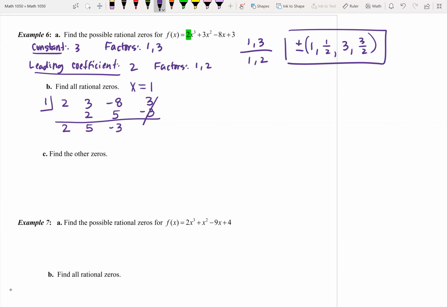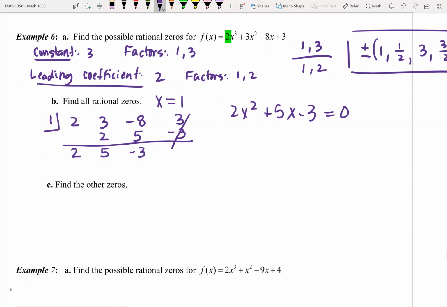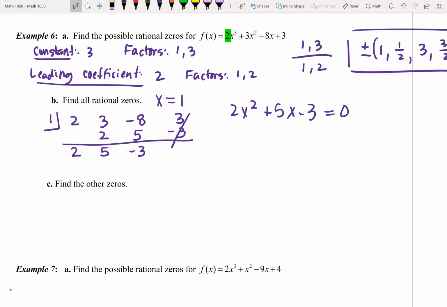Okay, so the third went down to a second. So this is now 2x to the second plus 5x minus 3. And since I'm looking for zeros or solutions, I'm going to set it equal to 0. Let's see if it factors.